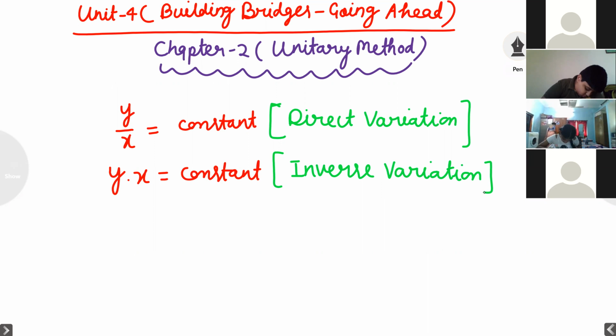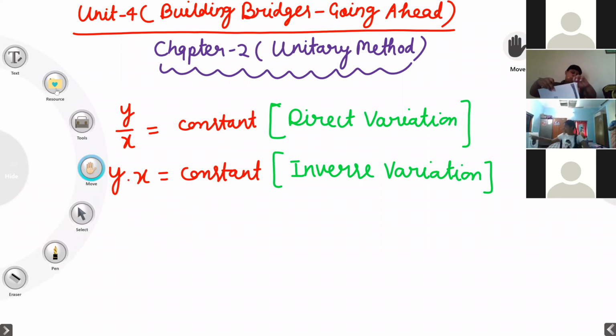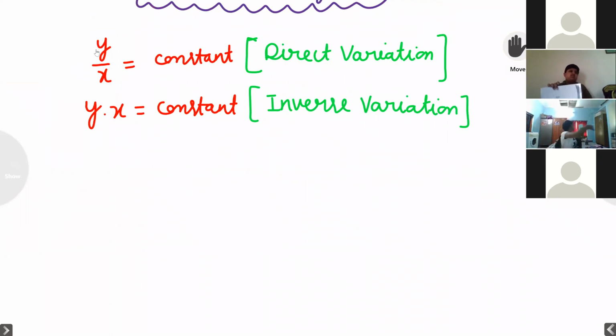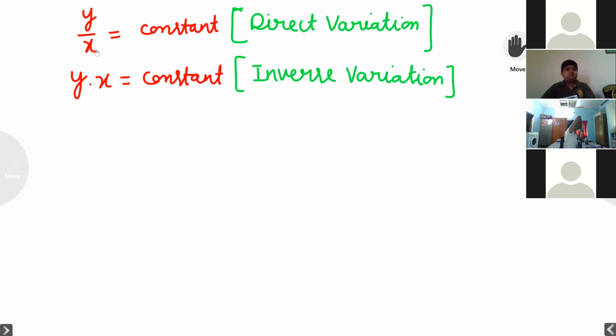These two concepts, note down on the top of the course book. Y by X is equal to constant, direct variation. Y into X is equal to constant, inverse variation. What is the meaning of constant? Constant means it can be any value, any number.